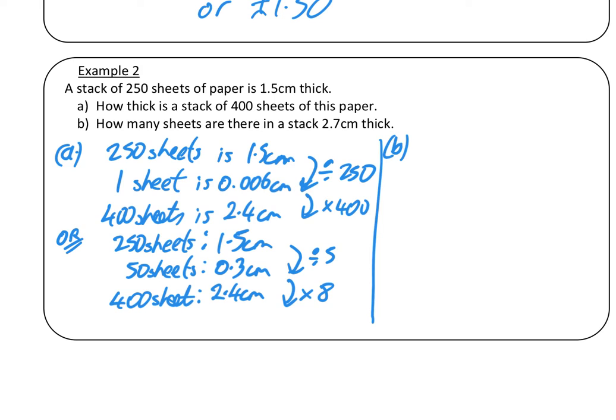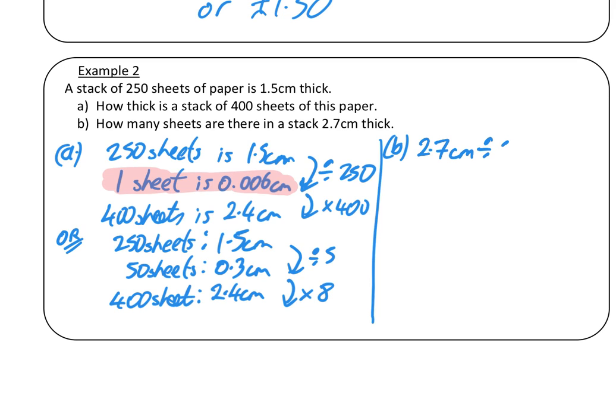Okay, last part of this one says, how many sheets are there in a stack 2.7 centimeters thick? Now, what we do know in this question already, from the way I've set out the first method, is that 1 sheet is 0.006 centimeters. So I could use that information to answer this question very easily, but it depends on what way you've set the question out. If you'd set it out the first method, this is definitely the easiest way of doing the next bit. You just want to see how many times 0.006 divides into 2.7.